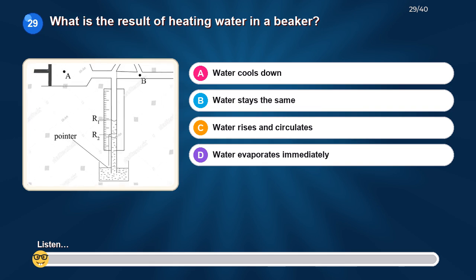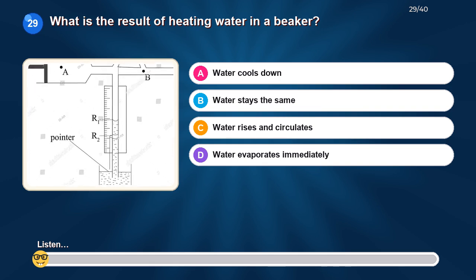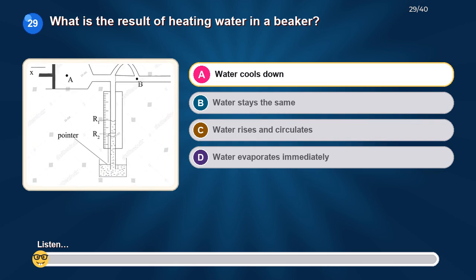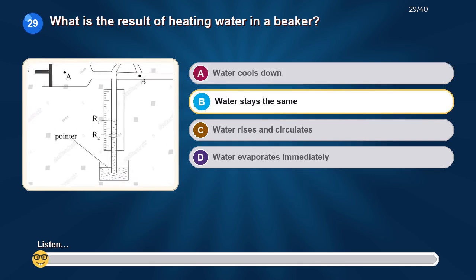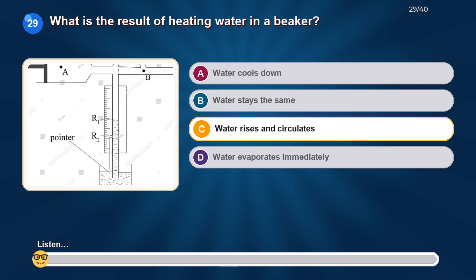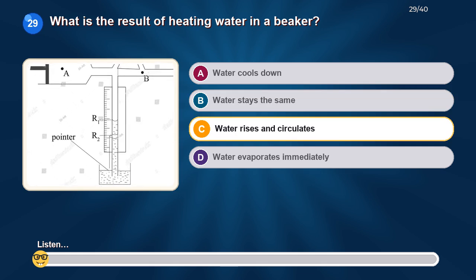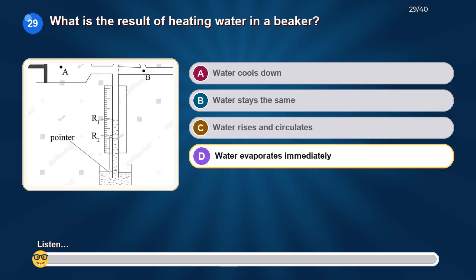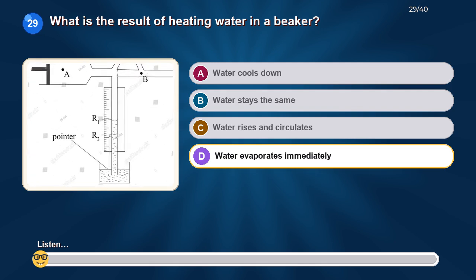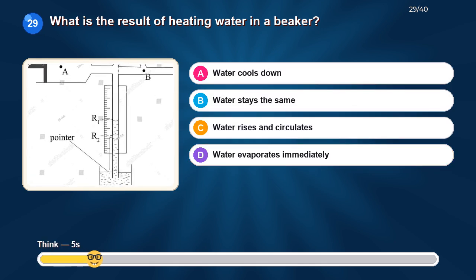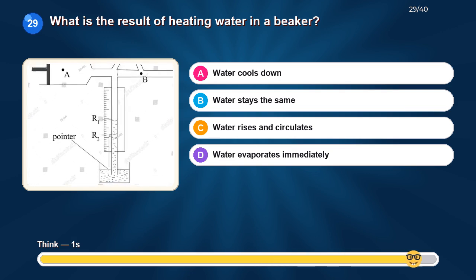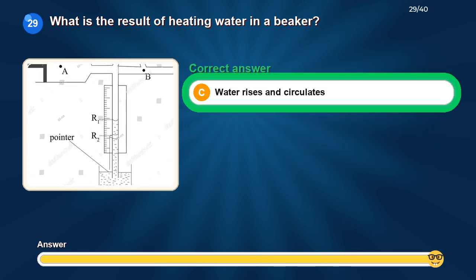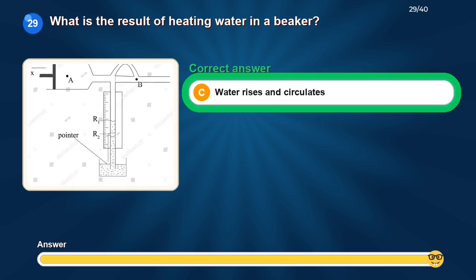What is the result of heating water in a beaker? Option A, water cools down. Option B, water stays the same. Option C, water rises and circulates. Option D, water evaporates immediately. The correct answer is, water rises and circulates.